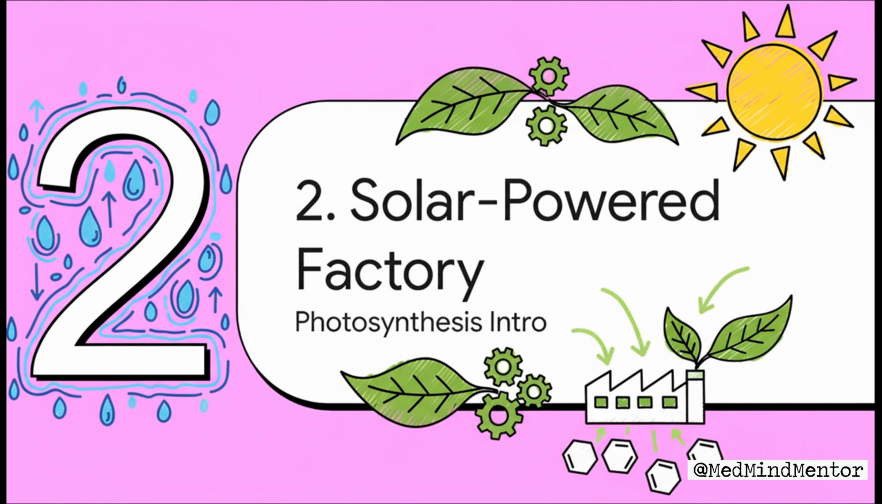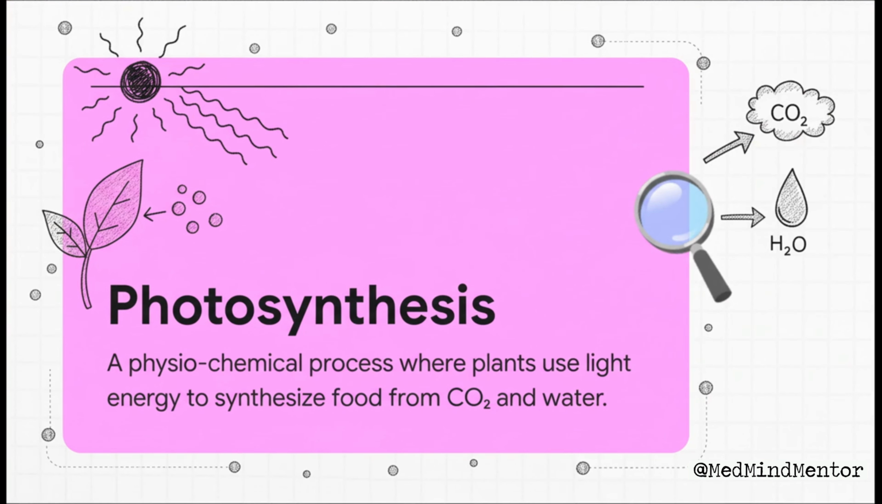With water now delivered, the plant is ready to fire up its solar-powered sugar factory. We're talking about the incredible process of photosynthesis. At its very core, photosynthesis is the ultimate energy conversion. It's called a physiochemical process because it links the physical energy of light with chemical reactions that build sugar. I mean, plants are literally creating food out of thin air and sunlight.